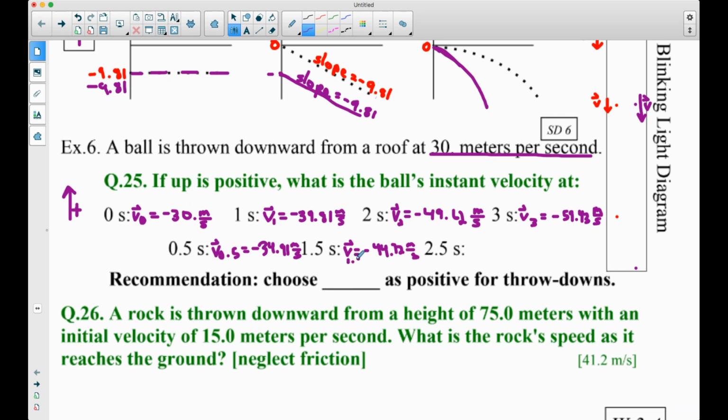Use that little subscript. And the velocity at 2.5 seconds is roughly 25 meters per second downward, more than it started. But that works out to, what's that? Negative 54.53 meters per second. Okay? Good.